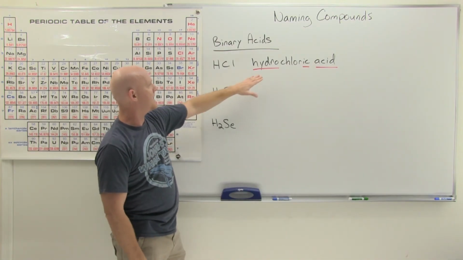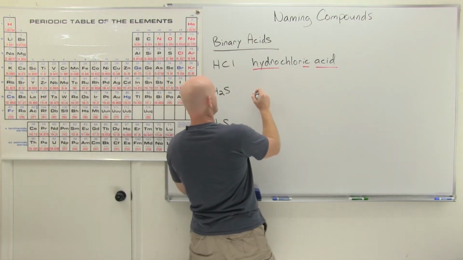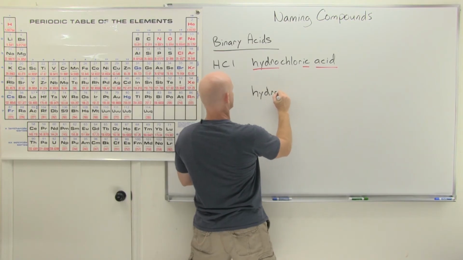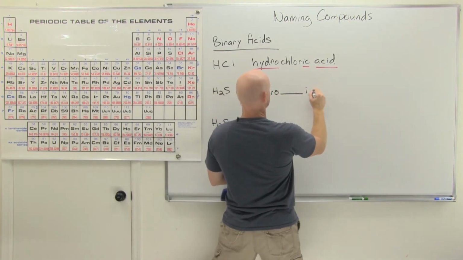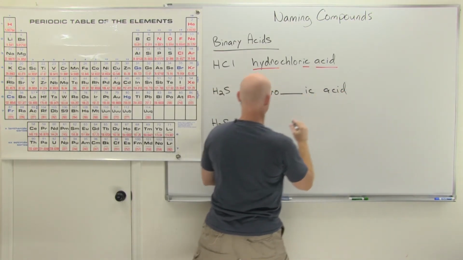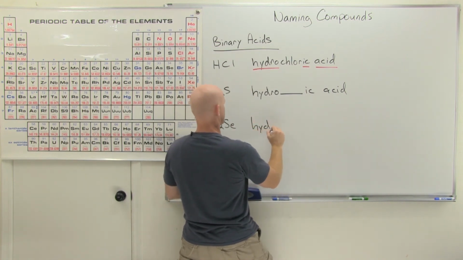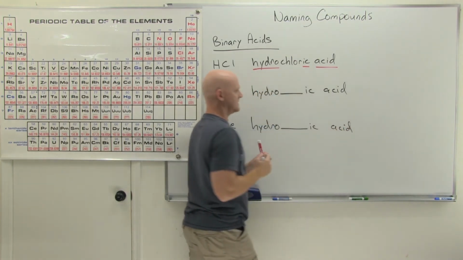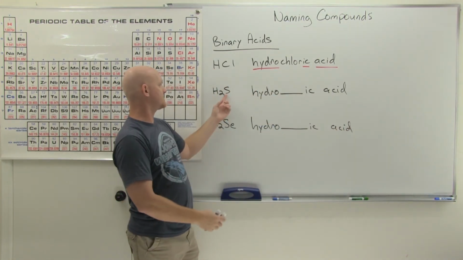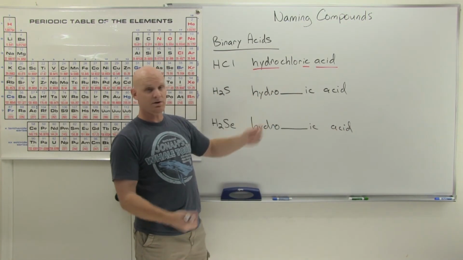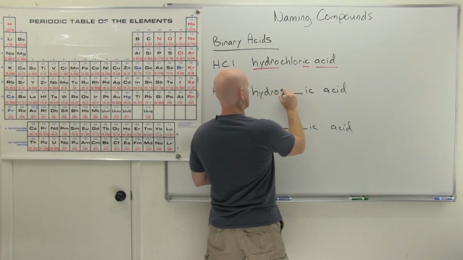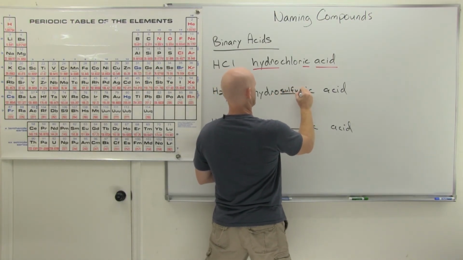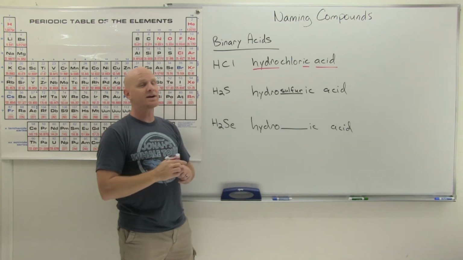Now, if we take a look at what we've set up here for these other two, we know that we just need to put hydro, save some room, ic, acid for both of these. And what's the something that goes in there? For sulfur, it turns out we just put sulfur in there. And so this is hydrosulfuric acid.